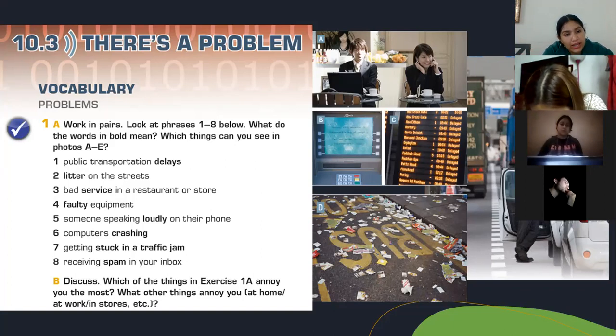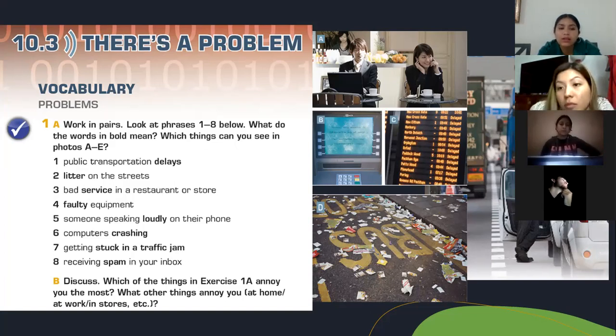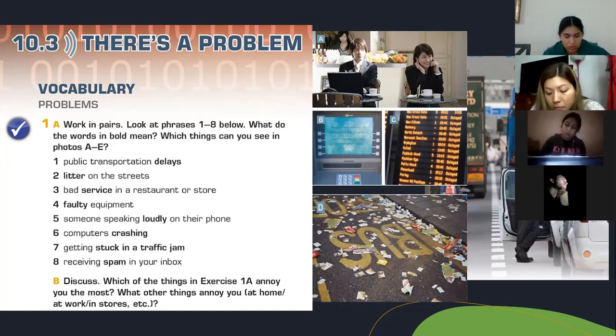Okay, getting stuck in a traffic jam. What does this mean? Getting stuck, como que te atrapas. Que hay mucho tráfico, que el tráfico está muy pesado. En la traffic jams, pues ya es como un cuando hay demasiado tráfico, un embotellamiento. Stuck in a traffic jam.